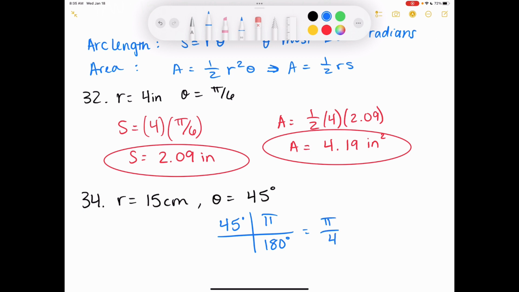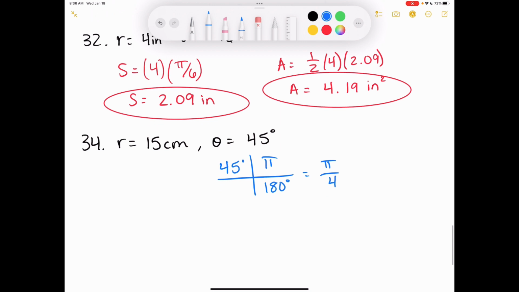And again, if you recognize 45 degrees is one of those values that's on your unit circle, so if you had that in front of you, you wouldn't even have to show the conversion. You could just rewrite it as pi over 4 just from looking at your unit circle. That would be fine. So then we can proceed with arc length and area.